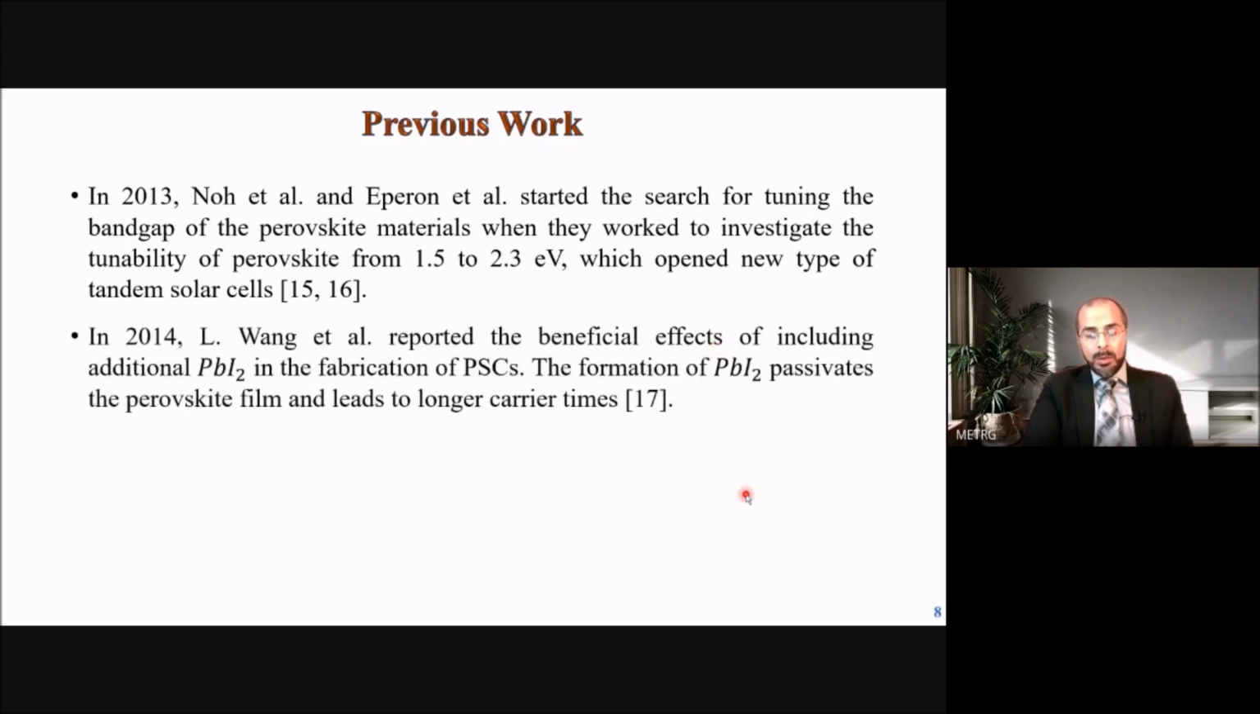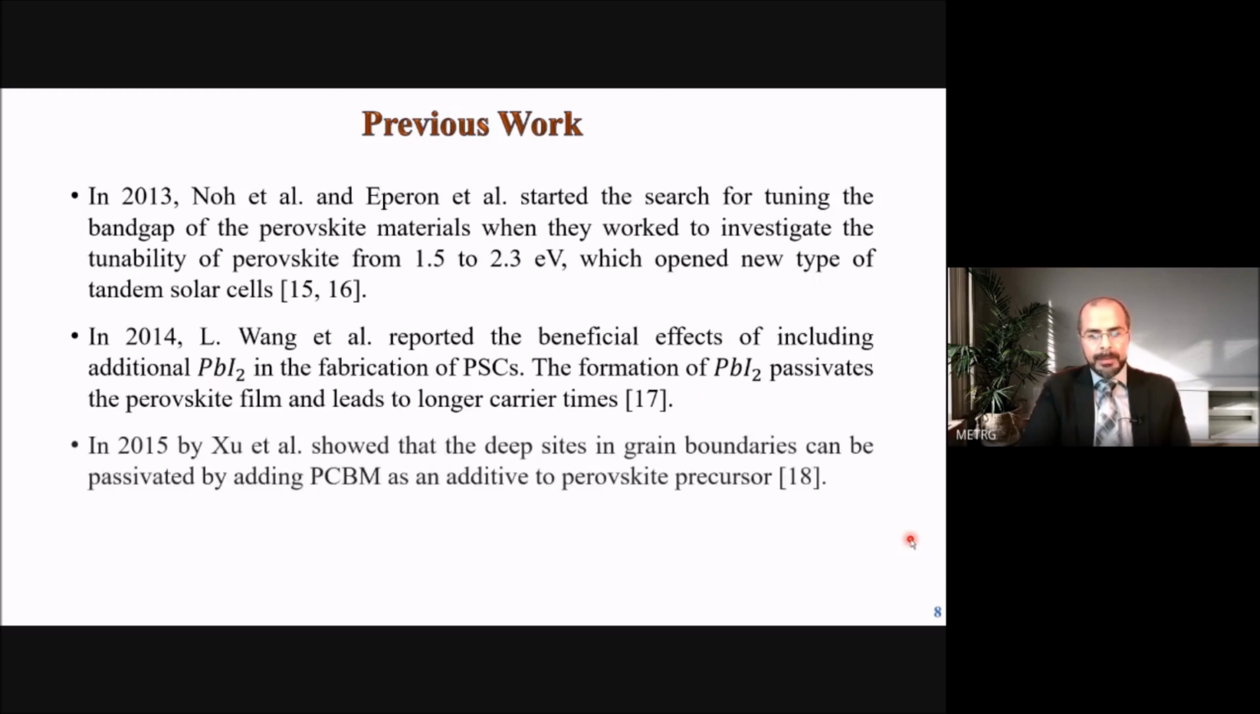In 2014, Wang and his team reported the beneficial effects of including additional lead iodide, PbI2, in the fabrication of perovskite solar cells. This addition passivates the perovskite films and leads to longer carrier lifetime. We need longer carrier lifetime to be a good solar cell. One of the properties that we're looking for is a longer carrier lifetime.